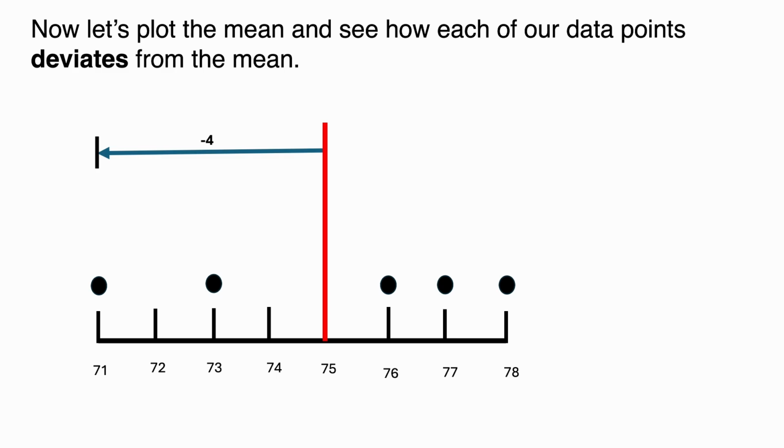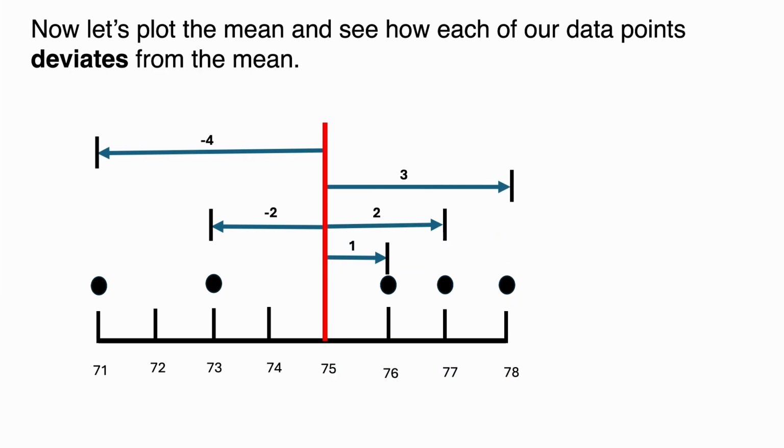We see that player 1's height is 4 inches below the mean. Player 2's height is 2 inches below the mean. Player 3's height is 1 inch above the mean. Player 4's height is 2 inches above the mean. And player 5's height is 3 inches above the mean.